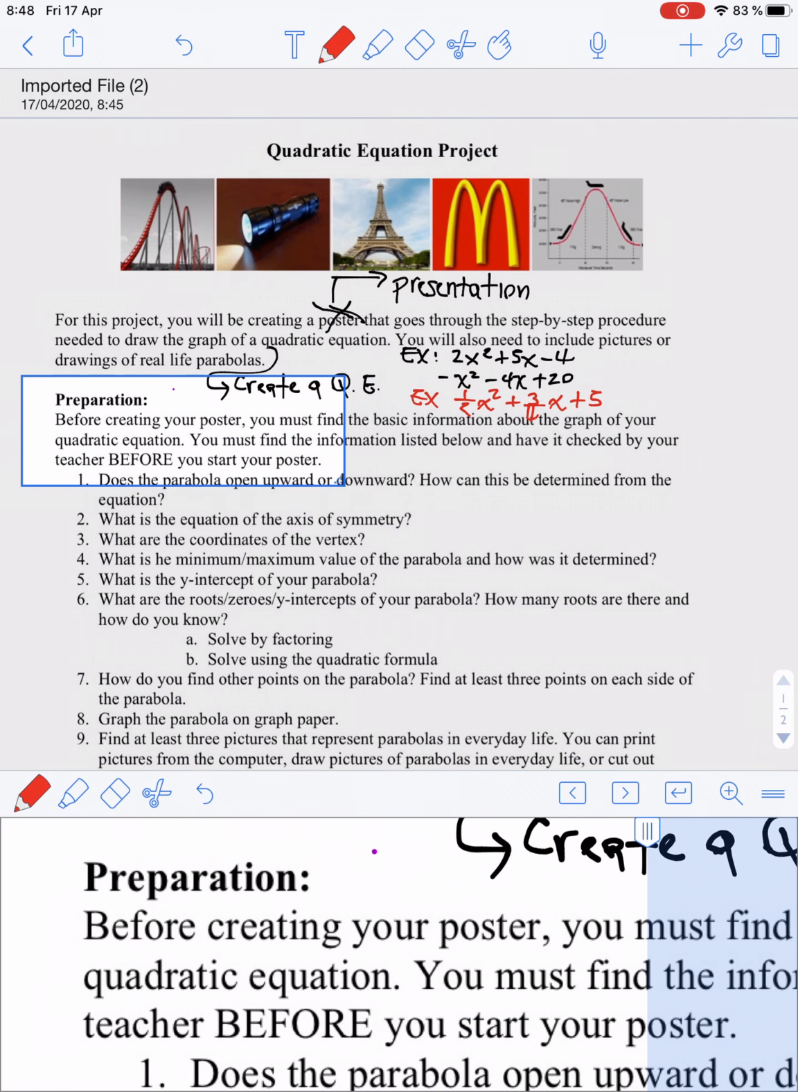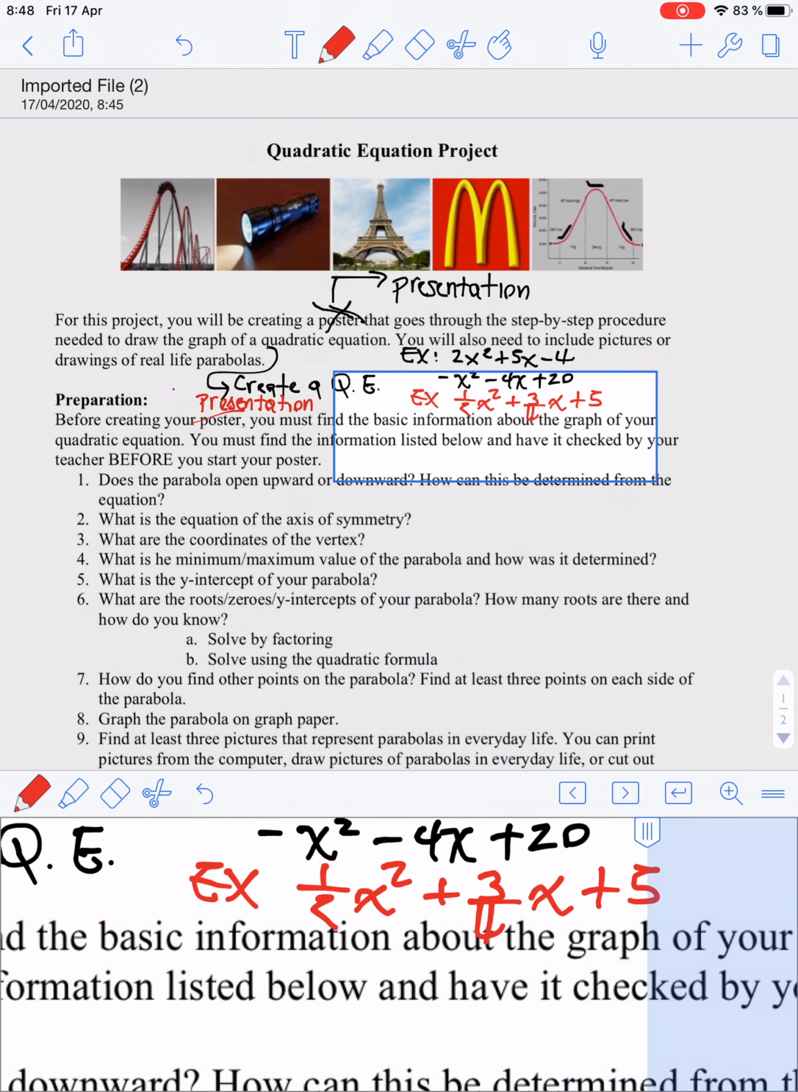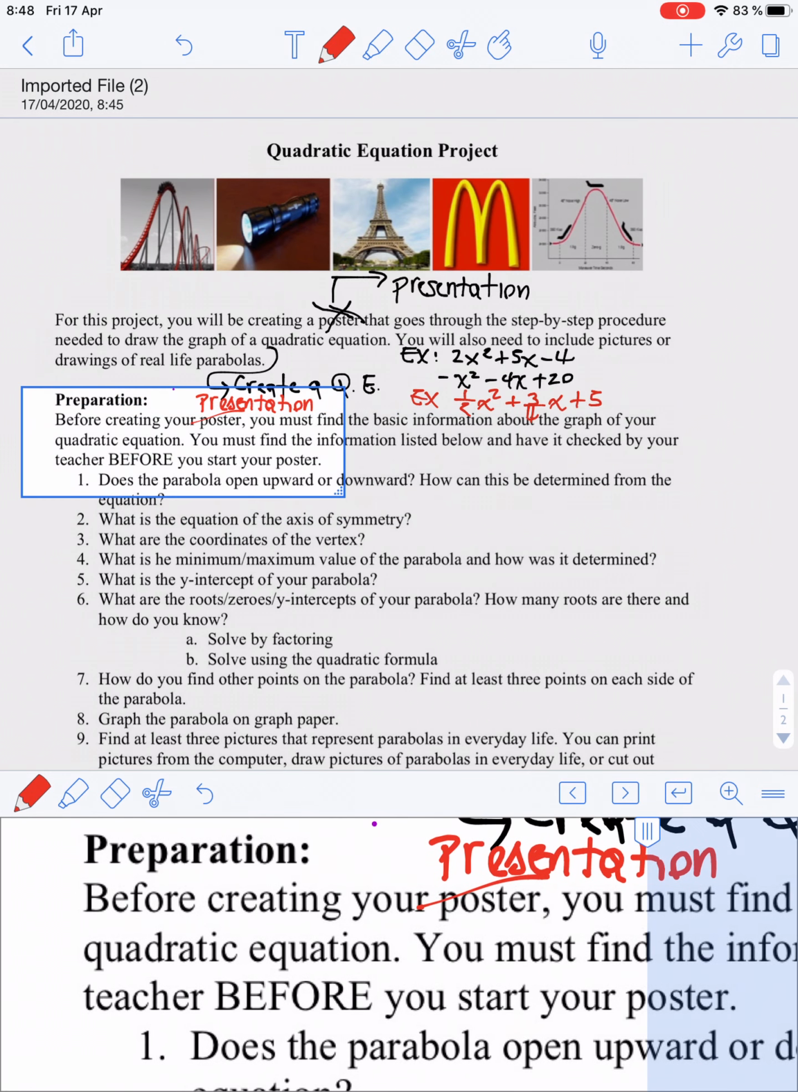Now I'm going to continue reading. Preparation. Before creating your poster, or in this case poster presentation, you must find the basic information about the graph of your quadratic equation. Basic information refers to all the issues we have done in the previous lessons. Vertex, factorization, need to be factorized.